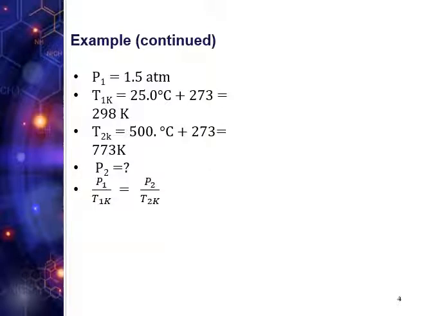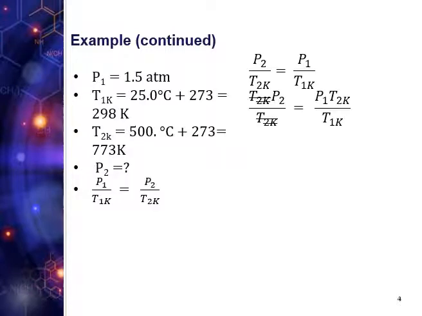The formula is P1 divided by T1K is equal to P2 divided by T2K. We want to find P2, so I can say P2 divided by T2K is equal to P1 divided by T1K. We're going to isolate P2, so I will multiply both sides by T2K. What you do to one side, you must do to the other. Our rearranged formula is P2 is equal to P1 times T2K over T1K.